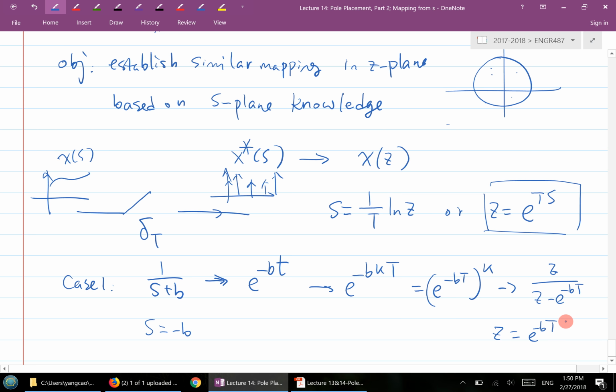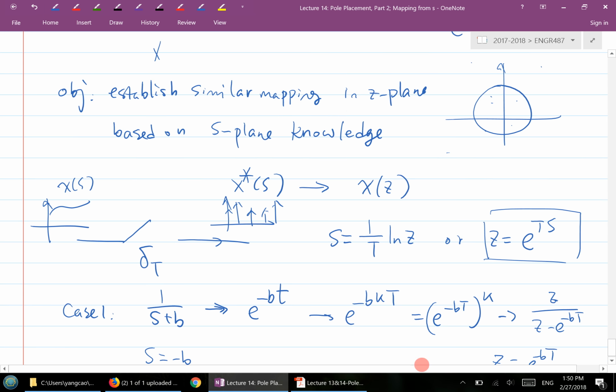I'll show you a couple of other cases, and then we'll try to establish our rules for mapping from the S-plane to the Z-plane, and also establish the similar system response in the Z-plane.